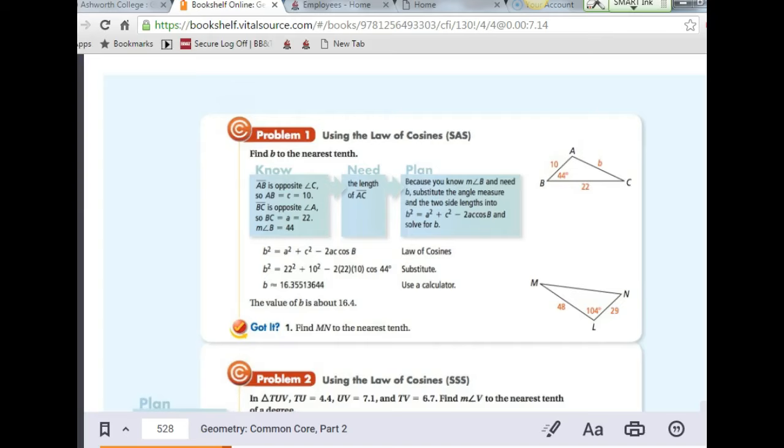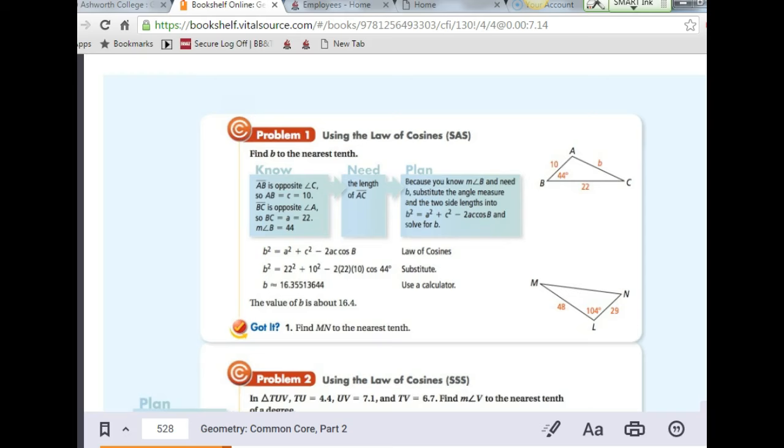Hello, we're looking at Geometry Part 2 textbook. This is lesson 8-6, which is the law of cosines. This particular problem 1 is found on page 528 of your textbook. And it says to find b to the nearest tenth. Now, because this is not a right triangle, we use a concept called the law of cosines.